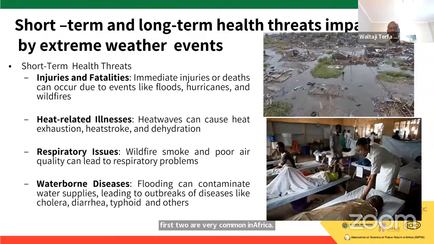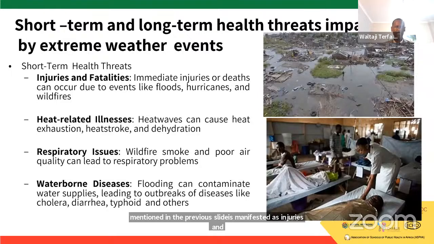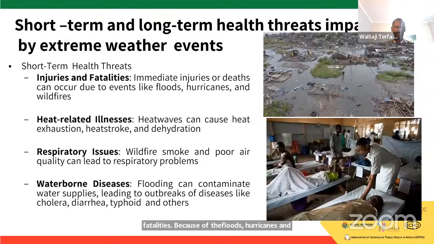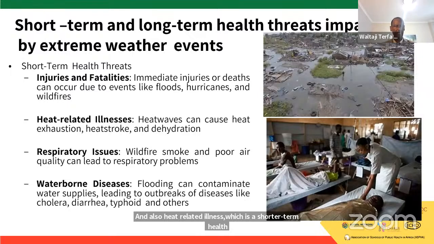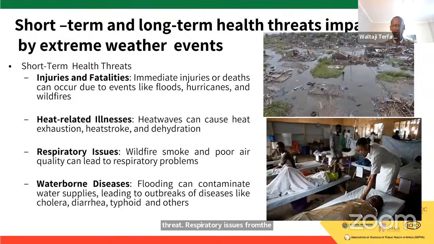So what are the short-term and long-term health threats from the extreme weather events? The numbers mentioned in the previous slide are manifested as injuries and fatalities, because of floods, hurricanes, and wildfires, and also heat-related illness, which is a short-term health threat, respiratory issues from smoke and poor air quality, and waterborne disease. As you all know, floods can contaminate the water supply, which leads to outbreaks of diseases like cholera, diarrhea, typhoid, and others. These are very common in the African region.